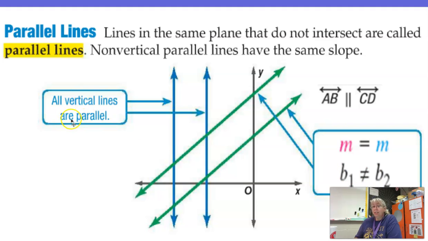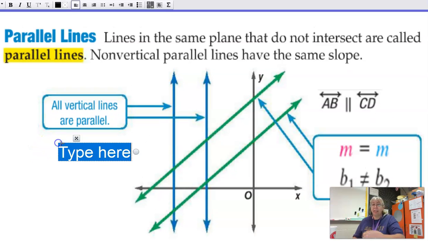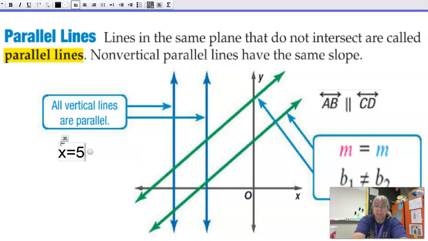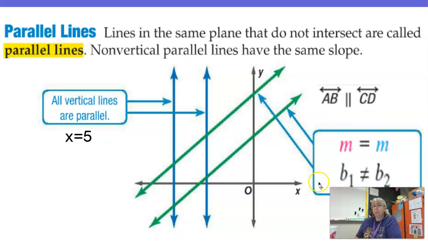All vertical lines are considered parallel. So if you have an equation with only an x, something like x equals 5, that's vertical. Okay? So no y means no slope. And if we're looking at the geometry here, this symbol stands for parallel. So I have the line AB is parallel to the line CD.